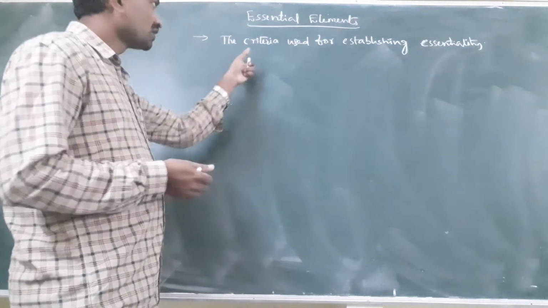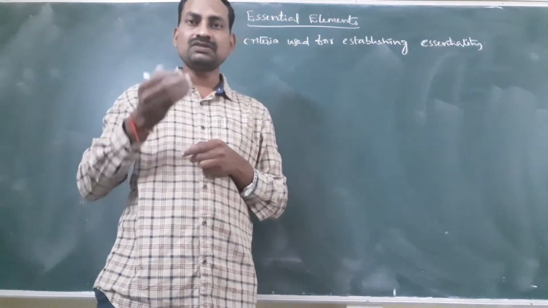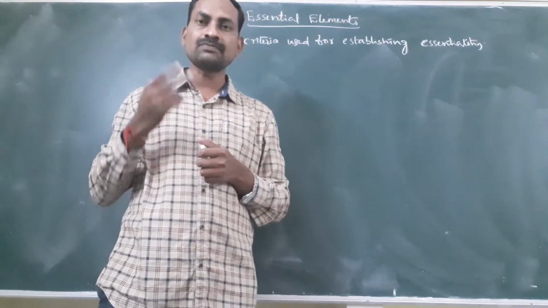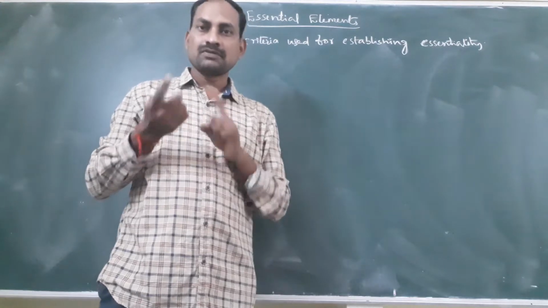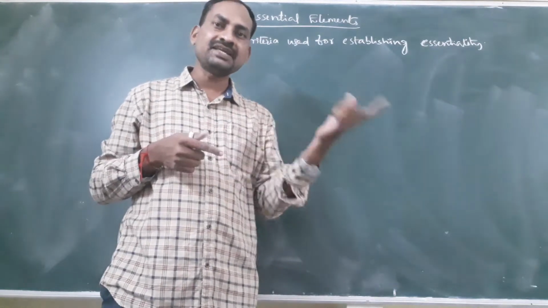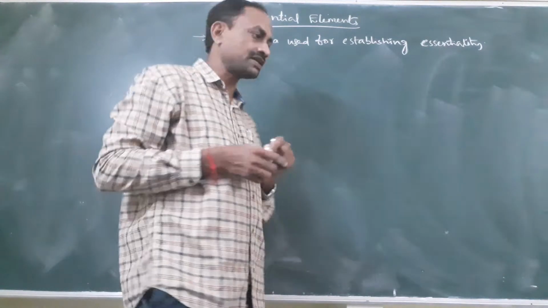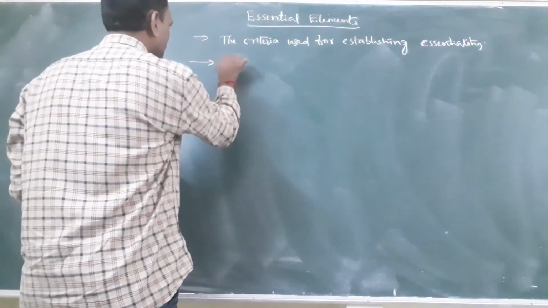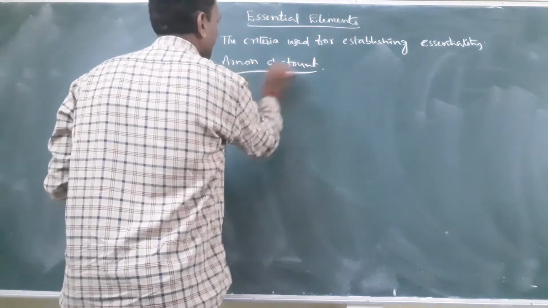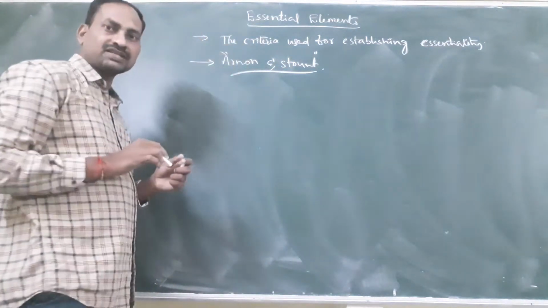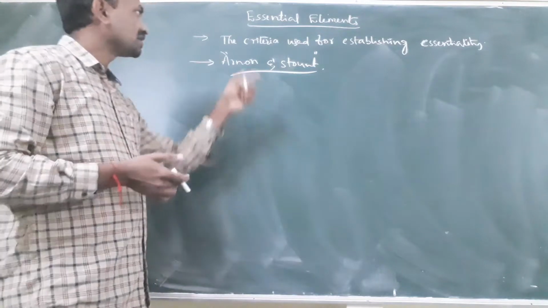Here, Arnold and Stout, two scientists, have formulated some criteria. That criteria is used for establishing the essentiality of any element, both already known elements and further discovered elements. What are those criteria? Arnold and Stout have given three criteria, three points or guidelines used for establishing essentiality.